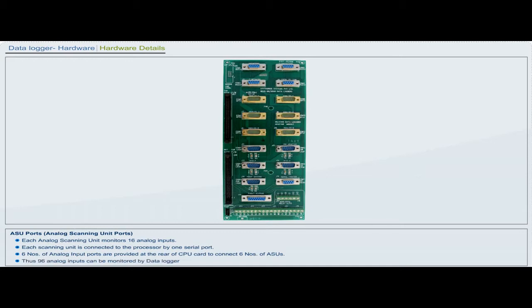ASU ports, analog scanning unit ports. Each analog scanning unit monitors 16 analog inputs. Each scanning unit is connected to the processor by one serial port. 6 analog input ports are provided at the rear of the CPU card to connect 6 ASUs. Thus, 96 analog inputs can be monitored by the data logger.